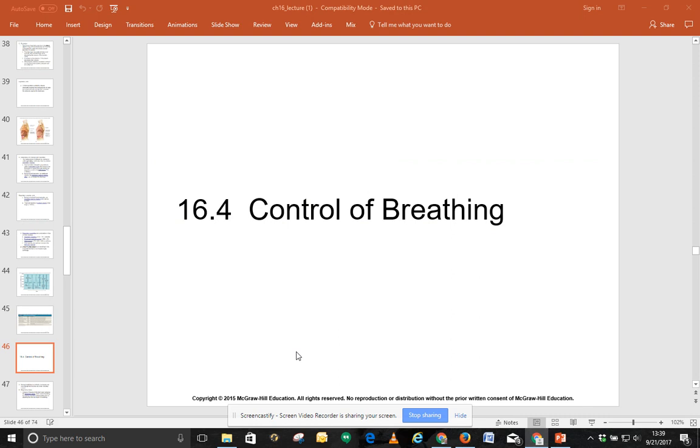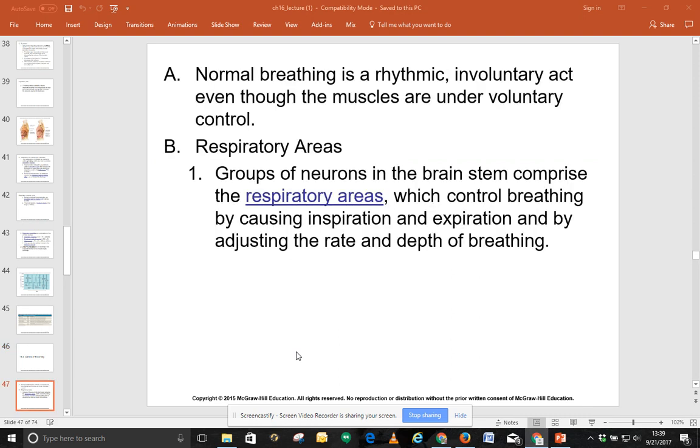So let's talk about what controls your breathing. Normal breathing is rhythmic, involuntary, meaning you don't have to think about it. I would hope not. And even though the muscles are under voluntary control, you can take those extra deep breaths. The act of breathing is involuntary in itself. The respiratory areas are groups of neurons in the brain stem, and they comprise the respiratory areas, which control breathing by causing inspiration and expiration and by adjusting the rate and depth of breathing. When you go run, you don't have to think about taking deeper breaths. Your body responds to these changes by increasing lung volume, and fortunately, we don't have to think about that.